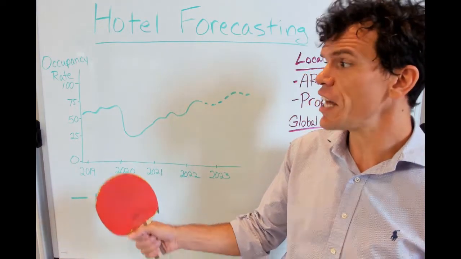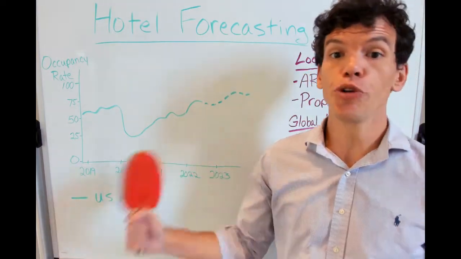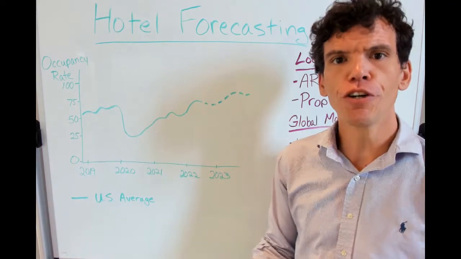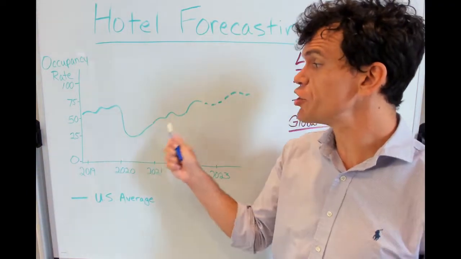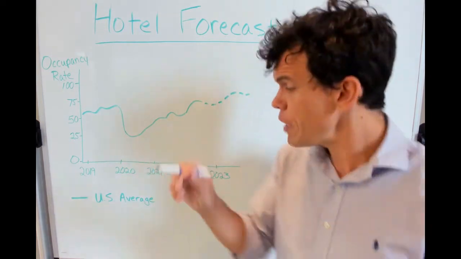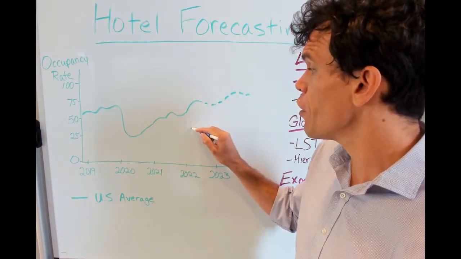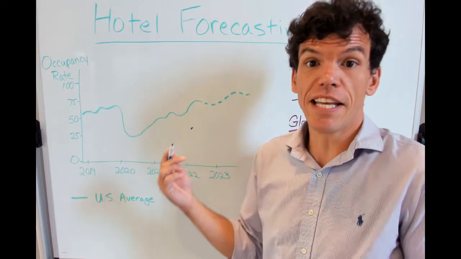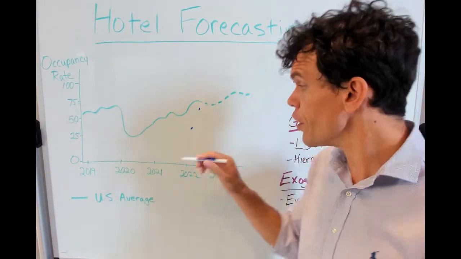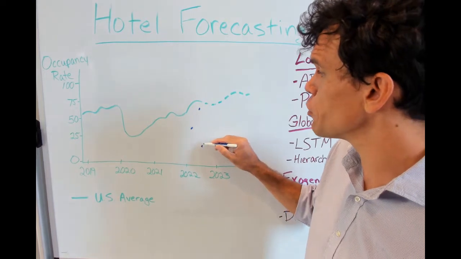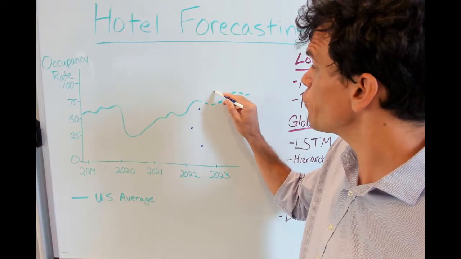See, this is the occupancy rate at the US average level. But for your hotel or your chain of hotels, you probably don't see a nice smooth line like this. Maybe on a Tuesday, you've got 30% occupancy. And then the next day, it bumps up to 50%. But then on the following day, we're down to 10%. And then at the weekend, we're up over 90%.